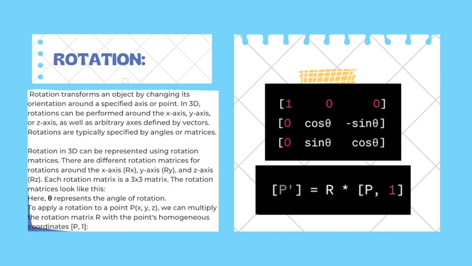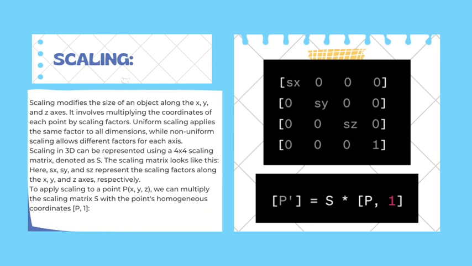So let us move to the next point, that is scaling. Here the scaling modifies the size of an object along the x, y, and z axis. It involves multiplying the coordinates of each point by a scaling factor. Uniform scaling applies the same factor to all dimensions, while non-uniform scaling allows different factors for each axis. Scaling in 3D can be represented using a 4x4 scaling matrix denoted by S. The scaling matrix looks like here.